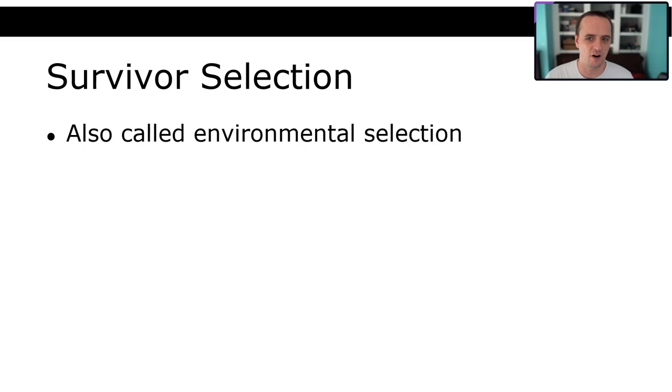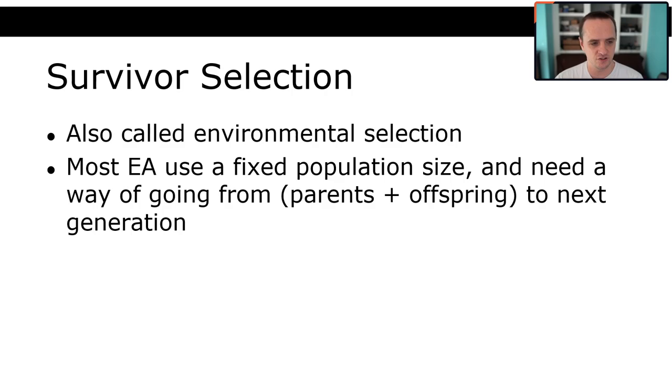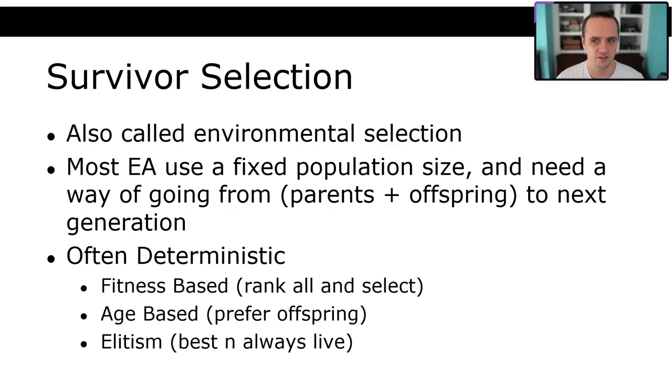Next, we have something called survivor selection. It could also be called environmental selection. Most evolutionary algorithms use a fixed population size, and they essentially need a way of going from parents and offspring to a next generation. Oftentimes, it's deterministic, so it's fitness-based, so you can just rank all of them and select.